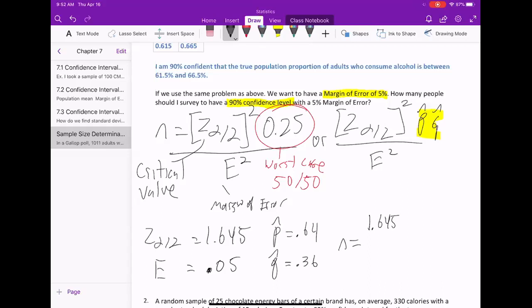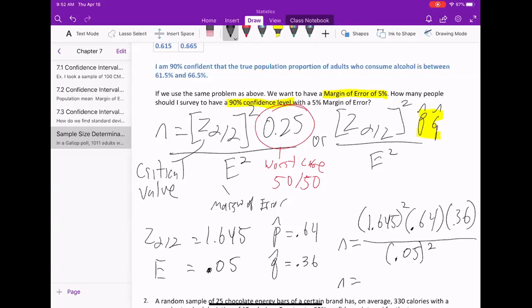1.645, you must square it. We're going to multiply that by 0.64. And we're going to multiply that by 0.36. And we're going to divide that by 0.05 squared. So now we type all that into our calculator. So 1.645 squared times 0.64 times 0.36 divided by 0.05 squared.